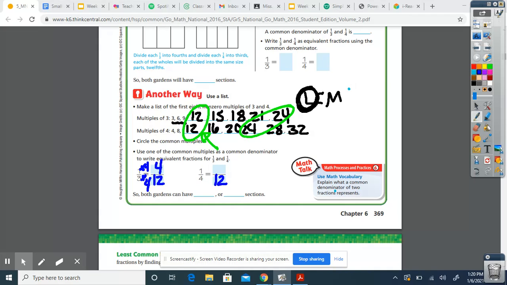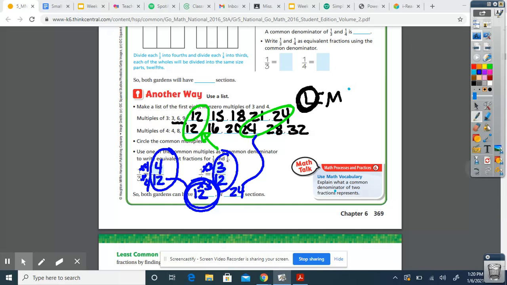Now for our next one, what do we multiply by 4 to get 12? We multiply 4 by 3 to get 12. So we need to also multiply the 1 by 3. So now we have 4/12 and 3/12. So both gardens can either have 12 sections, or this other one we circled, 24 sections. But we want to stick with our LCM, our lowest one, so we don't have to simplify.